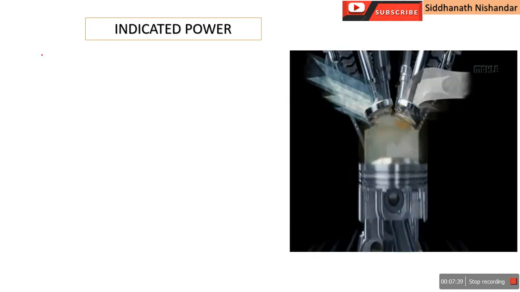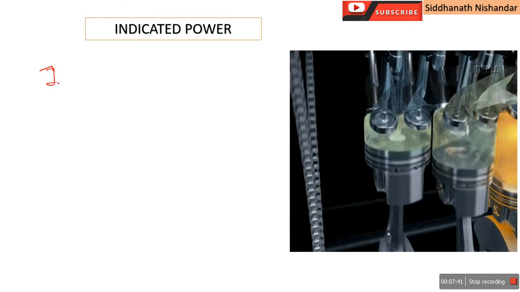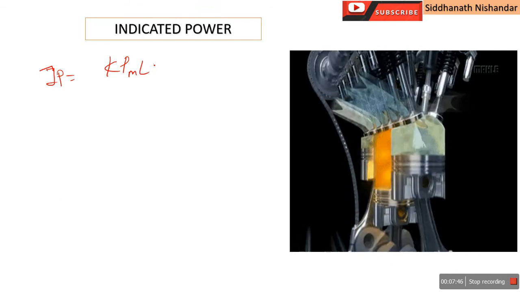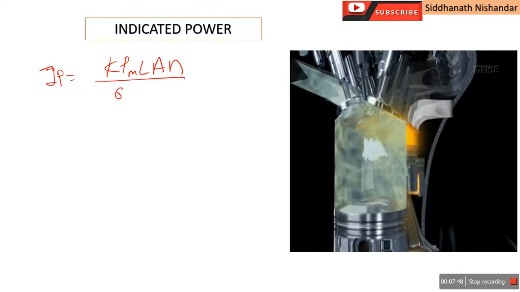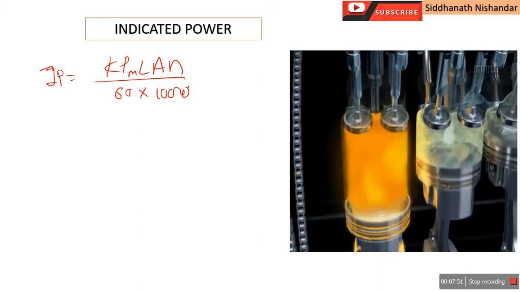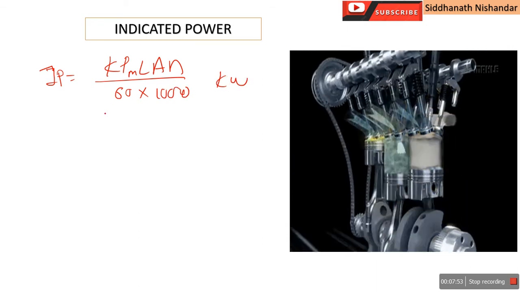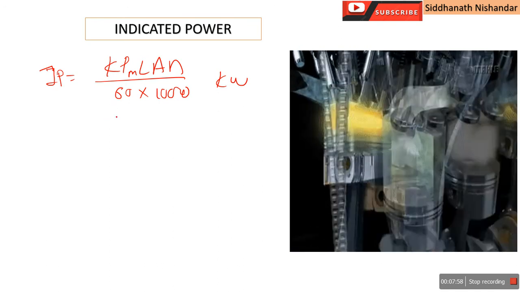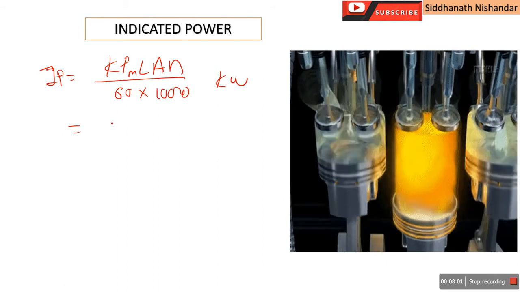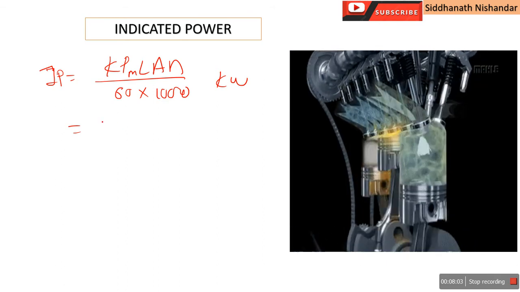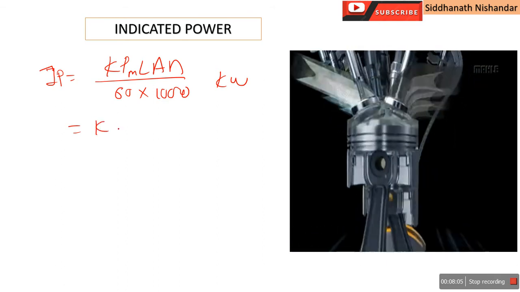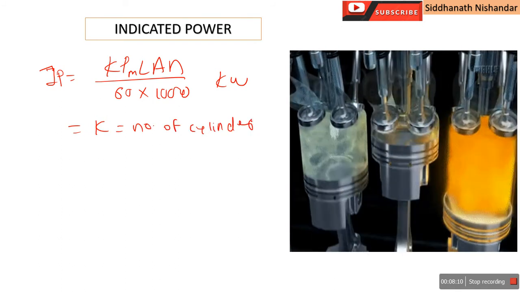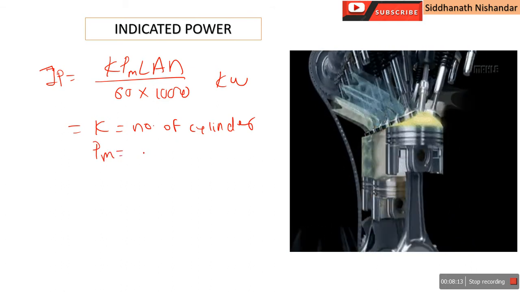Then how to calculate indicated power? The indicated power is equal to K P_M L A n upon 60 into 1000, if you want power in kilowatt. How do you remember? I use Kaplan. Like the Kaplan turbine, we remember the formula like that, KPLAN upon 60,000. Now where is the K? K is the number of cylinders. P_M is the mean effective pressure.